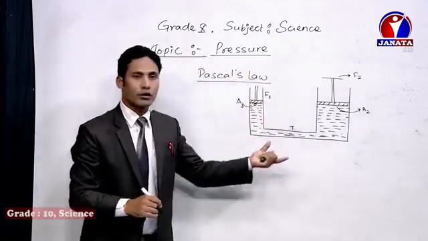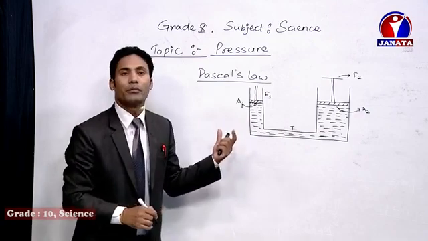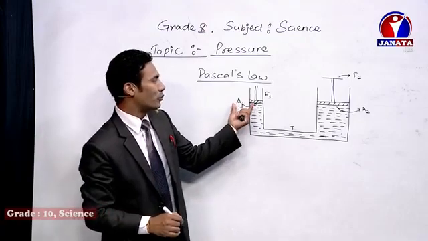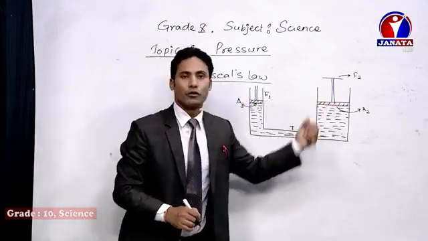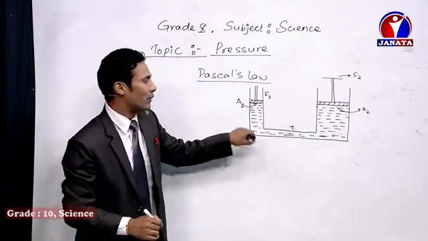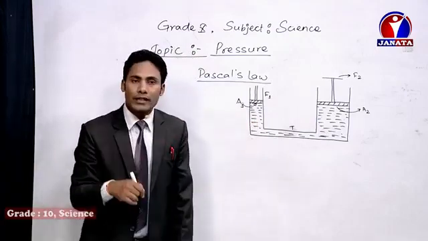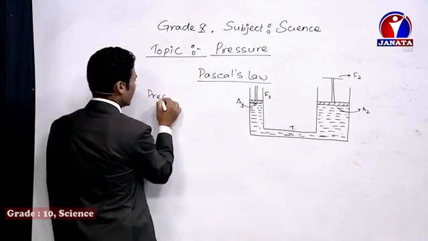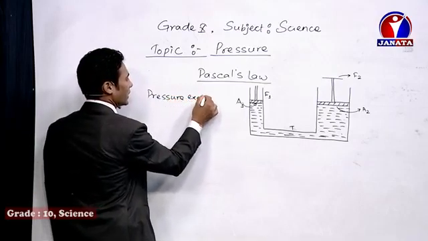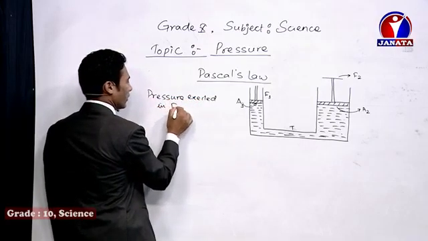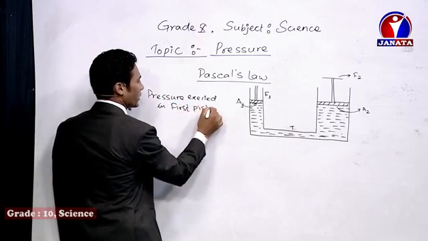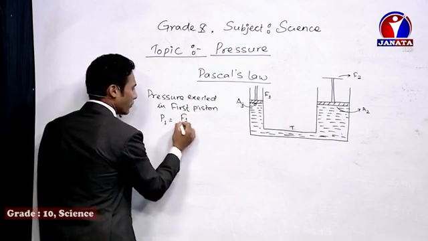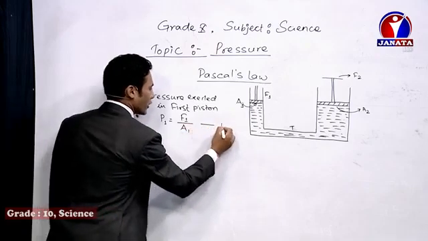So this is the construction of the hydraulic machine. It consists of two cylinders of different diameter, and two pistons, piston 1 and piston 2, are placed, and the liquid is placed inside it. So the pressure exerted on the first piston, if I represent it by P1, then P1 equals F1 by A1. Can I write this as equation 1?